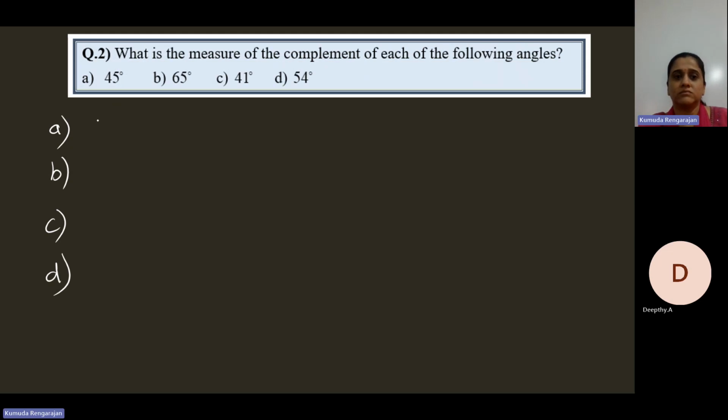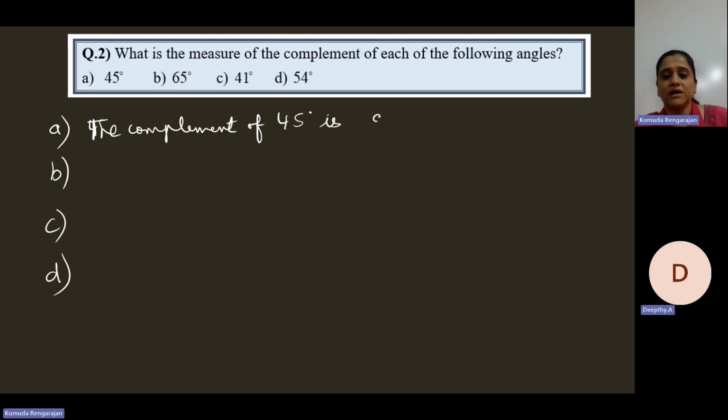First one, 45. You must write the complement of 45 degrees is 90 minus 45, which is 45 degrees. Yes, ma'am. Next one. The complement of 65 degrees is 90 minus 65 equals 25 degrees. 25 or 35? 35. Next one.